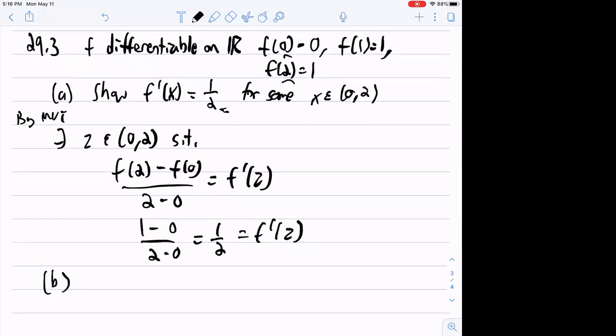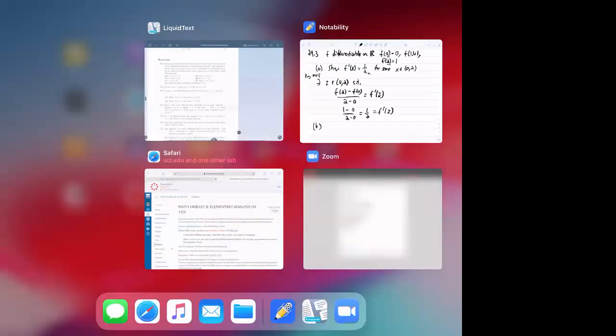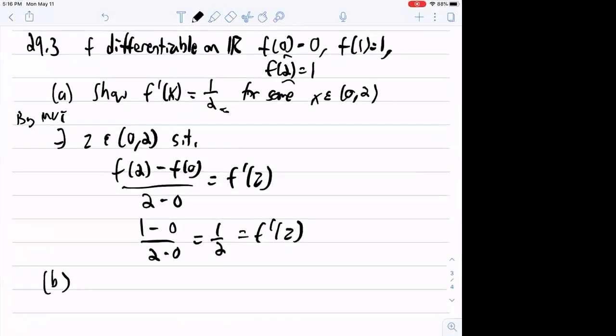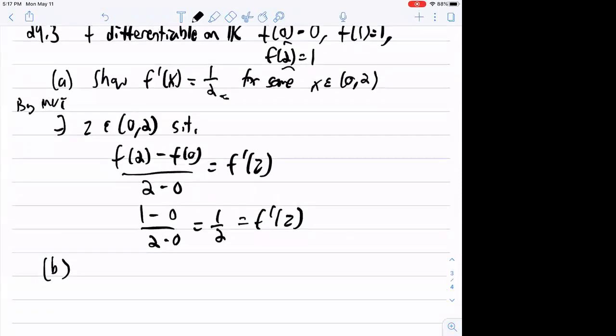Now let's continue. So, we increase function from 0 to 1. No. Your function need not be increasing, right? Because I only know the value at 3 points. So it could act crazy between 0 and 1 for all I know. So it need not be true that f is increasing.